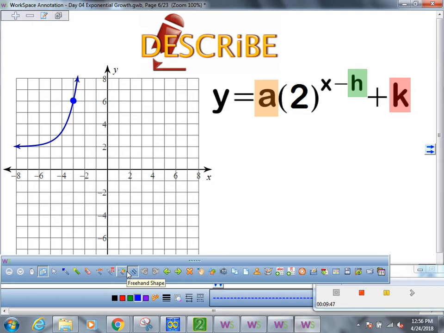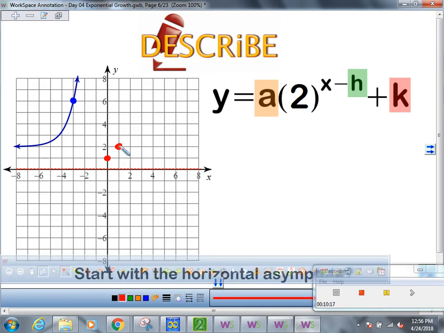Normally, our parent function, sorry, let's do this in a different color. Normally, our parent function would be right here, right? It has a horizontal asymptote of y equals 0, and it would start at 0, 1. Then if I have a base of 2, that's what I'm going off of. And then if I put 1 in, 2 to the 1 is 2. 2 to the negative 1 is a half. So there's my parent function.